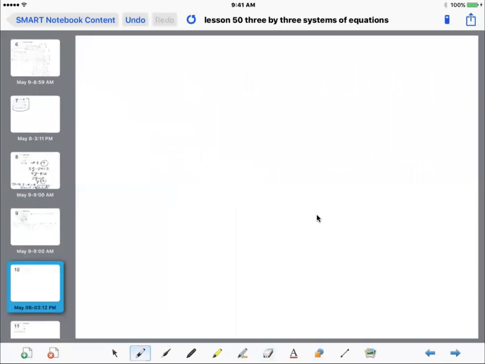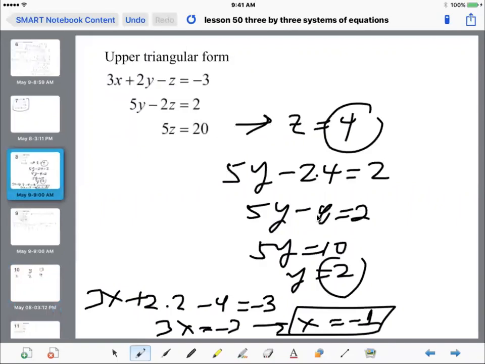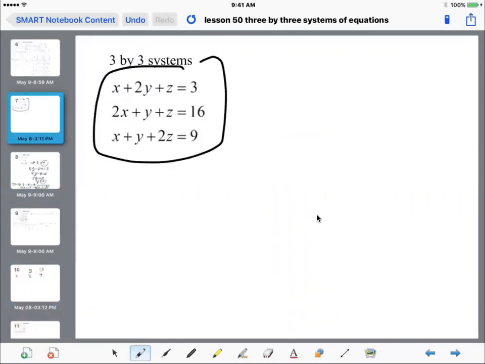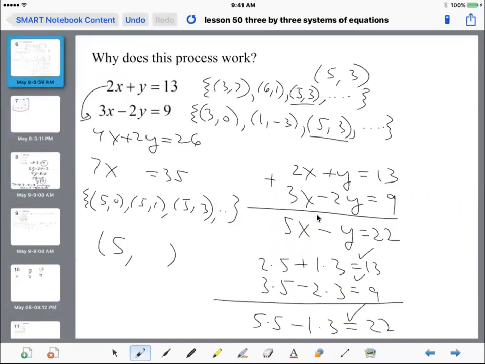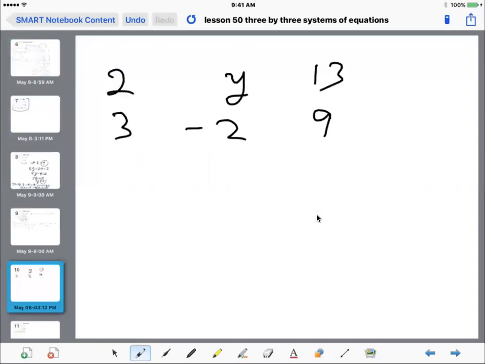Sorry about that, negative 2, 9. And we know the answer is 5, 3, just on the side.